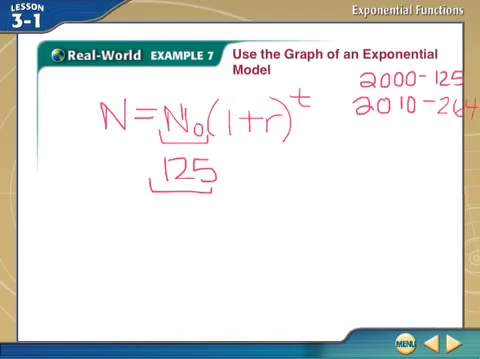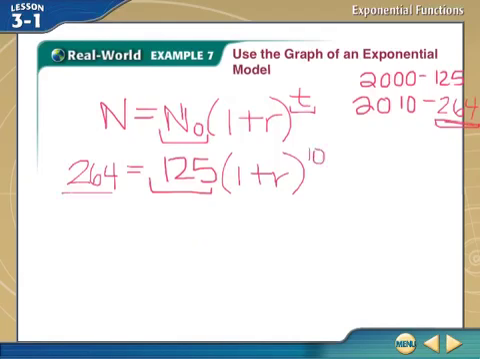Now, since our initial population was 125, then for N, t years later, our population is 264. So this is our population 10 years later. We have 1 plus r, and then t is going to equal 10, since I've plugged in 264, which is the population 10 years after our initial population of 125. What we're looking for is r. What is our rate of increase exponentially over the course of those 10 years?